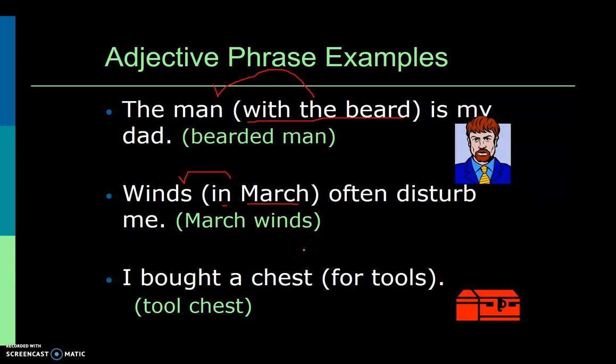I bought a chest for tools. For tools is the prepositional phrase. For is the preposition, and tools is the noun, and it's modifying chest. So all of these three modify nouns or pronouns, well, nouns in this case, and notice that when it is an adjective phrase, the adjective phrase is right next to the noun that it modifies. And that's one way to tell a prepositional phrase that is an adjective.